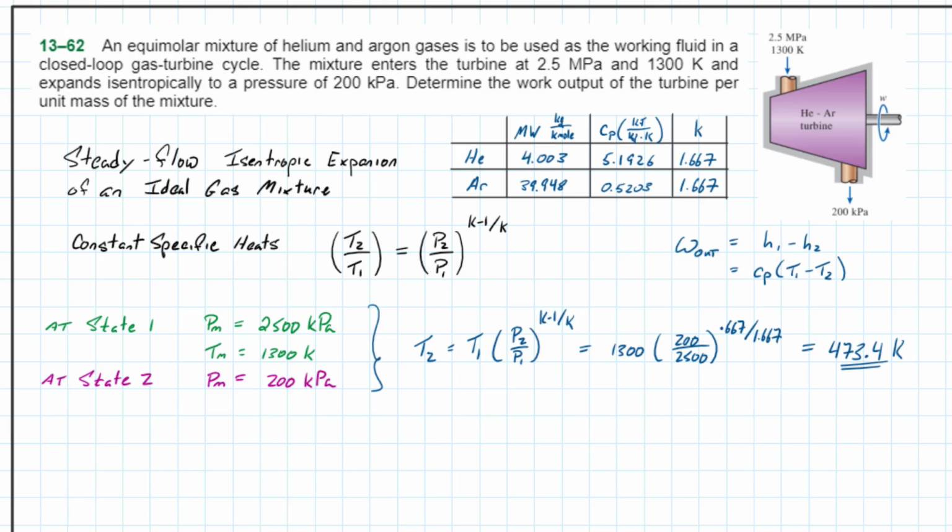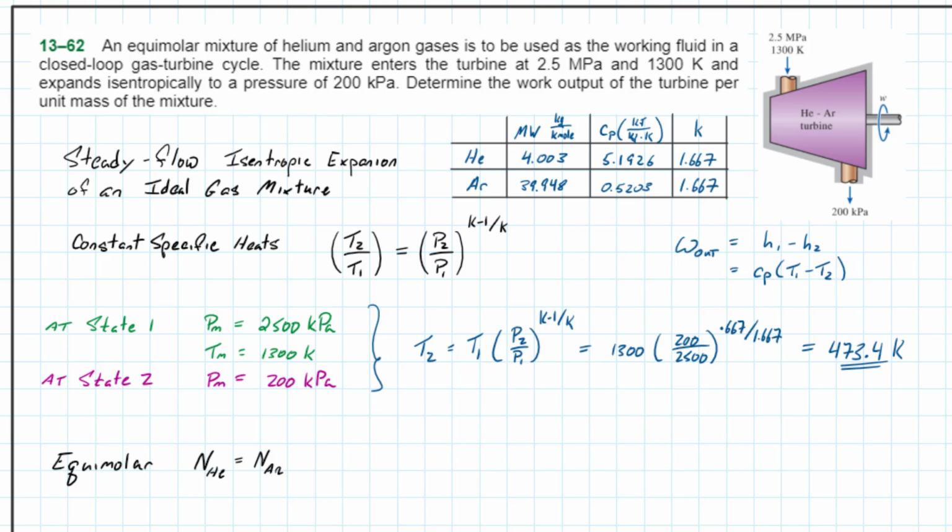So we have the temperature. Now the only thing we don't have is the specific heat of the mixture. For the mixture, we can figure out an average specific heat at constant pressure by utilizing the mass fractions of the helium and argon. What we are told is that we have an equimolar mixture of the gases. So that means the number of moles of helium equals the number of moles of argon, which essentially means 1 mole of helium is going to be equal to 1 mole of argon.